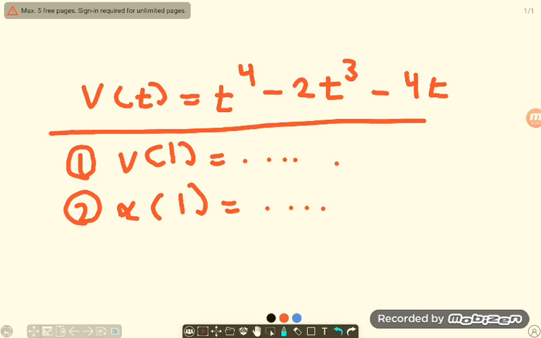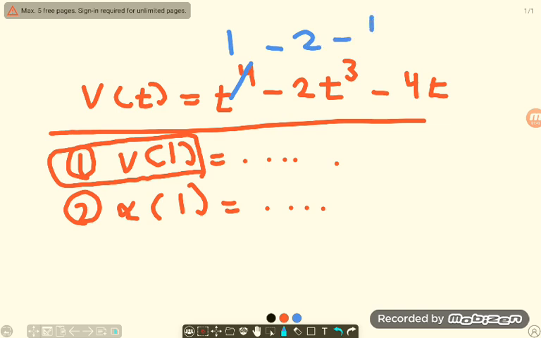Okay, so the first thing that we have to solve, number one, is pretty simple. You can just substitute t equals 1. So if you do that, that's going to be 1 to the fourth, that's 1, minus 2 times 1 cubed, that's 2, minus 4. 1 minus 2, negative 1, minus 4, so that would be equal to negative 5. And just for the sake of this question, we'll say that the units are meters per second.